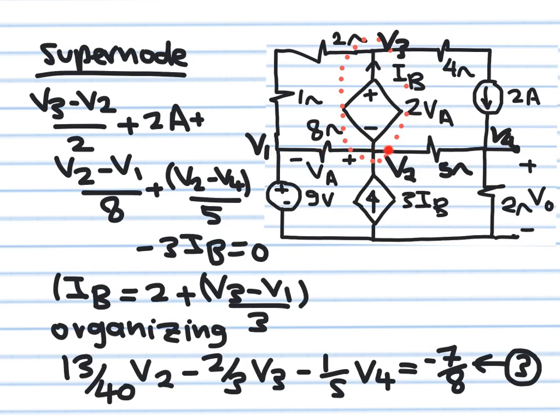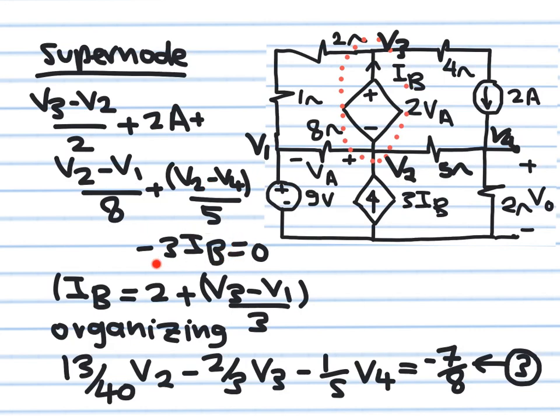This current here, flowing from left to right, is (V2 minus V4) over 5 ohm. This current here, flowing in the outward direction, is minus 3 IB. And remember, IB is a controlling parameter. It is this current here. So I wrote these five currents, 1, 2, 3, 4, 5, and I have here minus 3 IB.